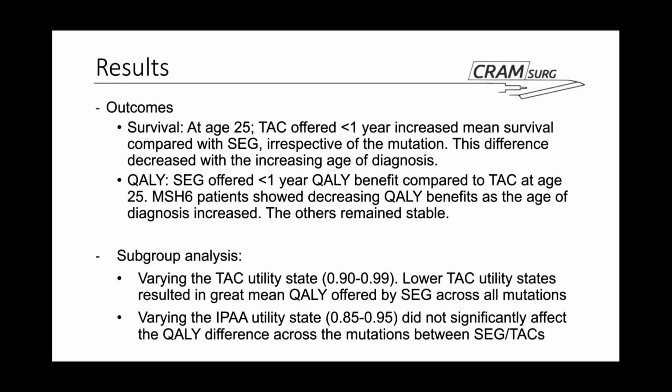When we looked at a total colectomy, there were lower total colectomy utility states, resulting in a greater mean quality of life years offered by segmental colectomy, which makes sense because as we lower the utility state of total colectomy towards 0.90, a segmental colectomy would offer a better outcome because they kept that at 0.99. However, when we look at the IPAA utility state, even at the lower end of utility of 0.85, there is no significant quality of life difference between the mutations of either a segmental colectomy or total colectomy.